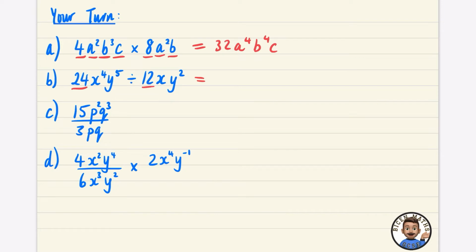Okay, 24 divided by 12 is 2. X to the power of 4 divided by x, that's like x to the power of 1, is just going to be x cubed.